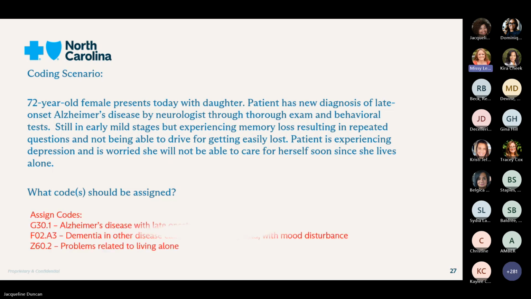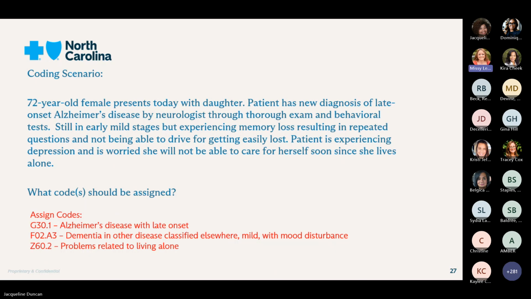You would assign codes G30.1 for Alzheimer's disease with late onset, F02.A3 for dementia in other diseases classified elsewhere, mild with mood disturbance, and Z60.2 for problems related to living alone.